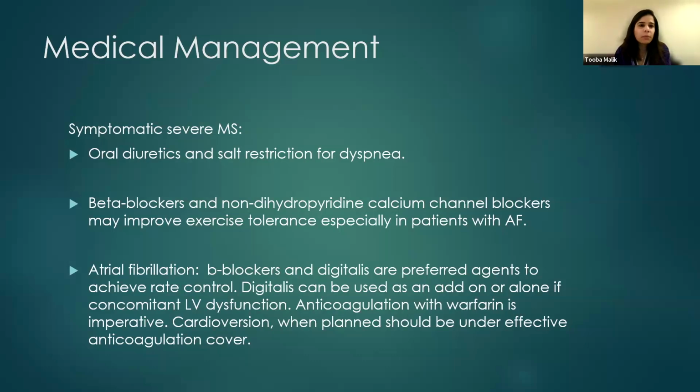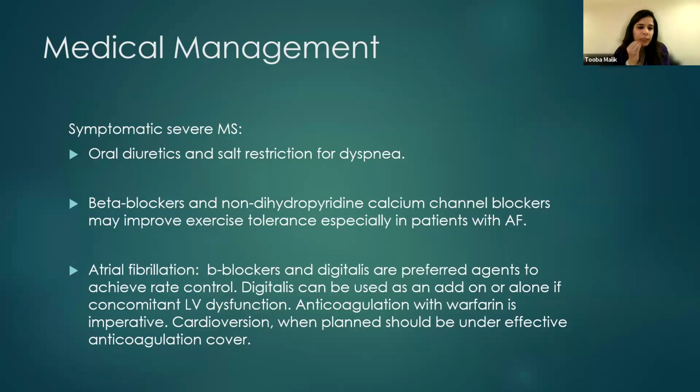So for instance, if you're treating a patient with angina, we would give them beta blockers or diltiazem or verapamil. Similarly, we can do that for MS patients as well. Atrial fibrillation, again, you would give them beta blockers for rate control. You would give them anticoagulation as well. You can also give them digoxin if the blood pressure is low and you can't really push bisoprolol. And if you have concomitant LV dysfunction, then you can digitalize the patient with digoxin as well.